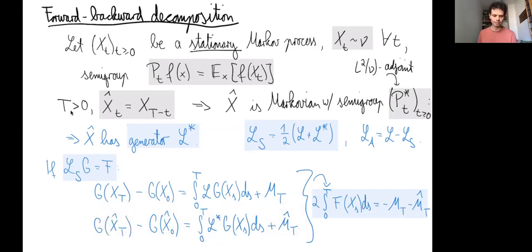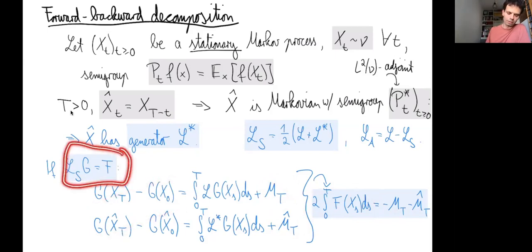And now we add these two terms. So this here is just X_t. This here is X_0. So when we add them, this cancels with this, and this cancels with this. The boundary terms are gone. And here we have L plus L star, which is just twice the symmetric part. So this becomes twice L_S, but L_S of g is equal to F. So this just becomes twice the integral of F(X_s) ds. And then this is the difference of these martingales, one going forward in time, one going backward in time. So now we were able to write such a quantity as a sum of two martingales. The boundary terms are gone because they canceled from this addition.